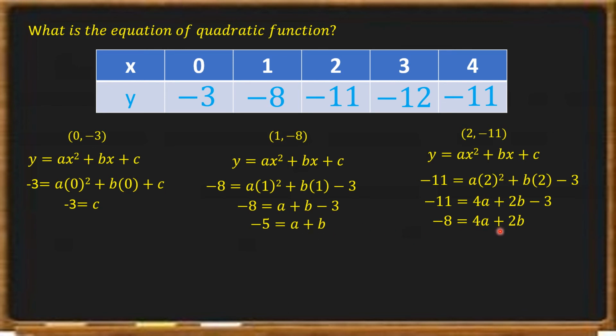Okay, so we have now two equations. So we will use the elimination method to solve for a and b here. In solving linear equations when you were in grade 7, I think, or grade 8, let's say grade 8. So how do we use the elimination method? We rewrite the first equation, negative 5 is equal to a plus b, and the second equation, negative 8 is equal to 4a plus 2b. Okay, so for elimination, you should have same terms but different signs.